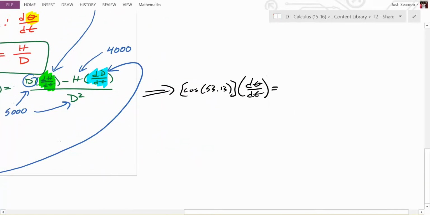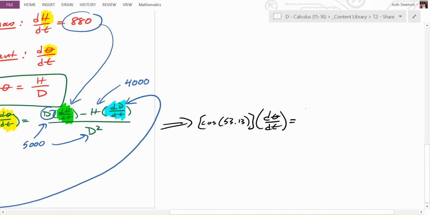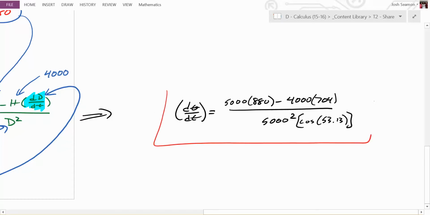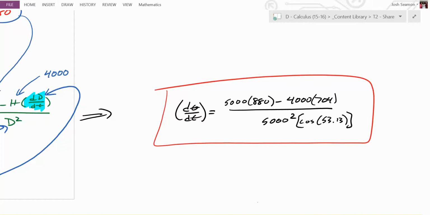5,000. Did we find dh/dt? Yeah, 5,000 times 880. Yep. Minus 4,000 times what? 704 all over. What is d? 5,000 squared. So you could just take this right here and put it right there. And now you have d theta/dt. Do that on your calculator right.